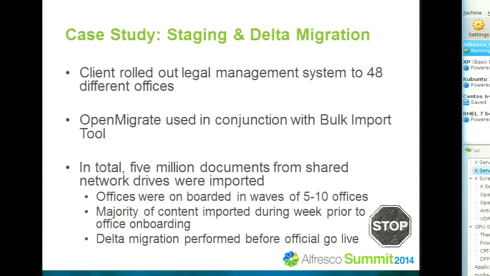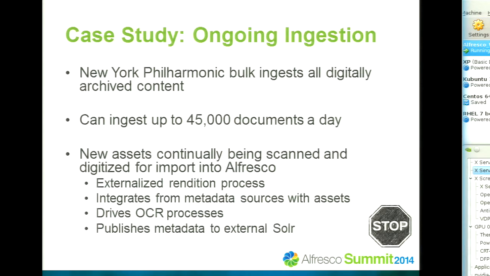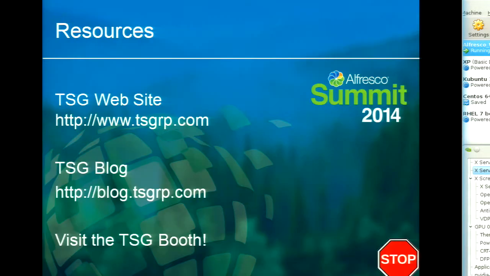This one, for a large insurance company, we actually used Alfresco with the bulk import tool to migrate over 5 million documents over a period of 6 months. We do initial migration and then delta migration at the end. And then the New York Philharmonic is one of our clients as well. They use Open Migrate in a number of ways outside of Alfresco as well as internally for rendition processes, to integrate with metadata from other sources, convert to JPEG 2000, OCR.